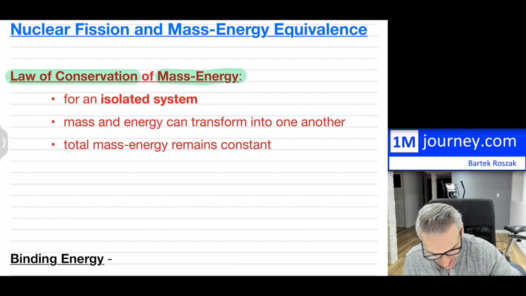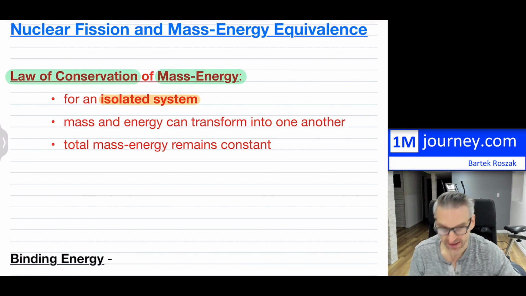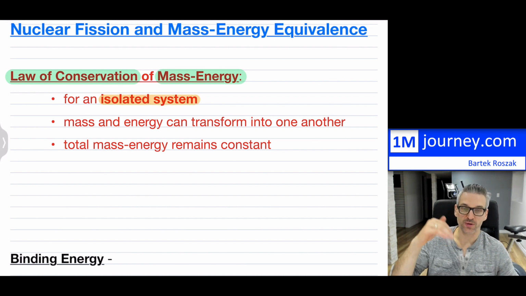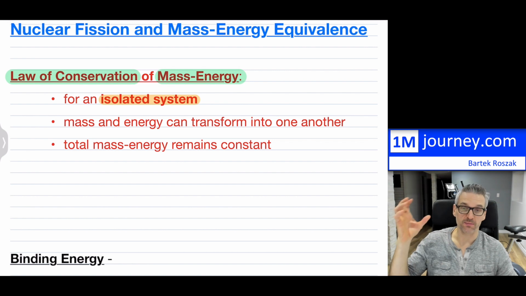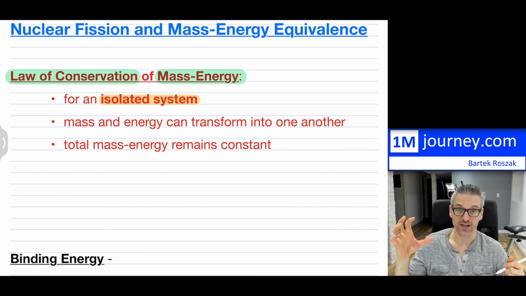So what we're saying is nothing different than before. We do have an isolated system, which means we're not going to be adding any more mass to it. We're not going to be removing any mass from it. We're not going to be adding any energy into it, and we're not going to be removing any energy out of it. It just means it's self-contained. So we have an isolated system on its own.